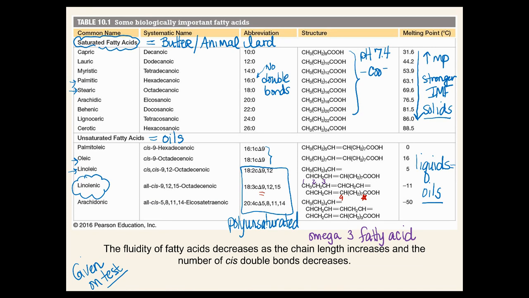There's also omega-6 fatty acids, which would mean when you count 1, 2, 3, 4, 5, 6. So this one also has a double bond on the 6th position from the end.